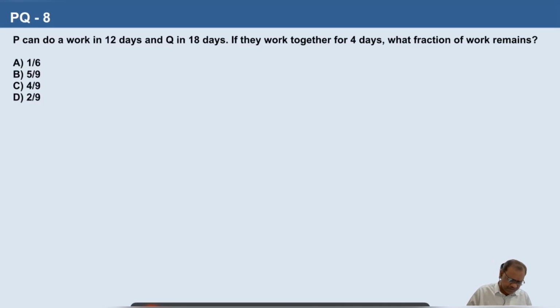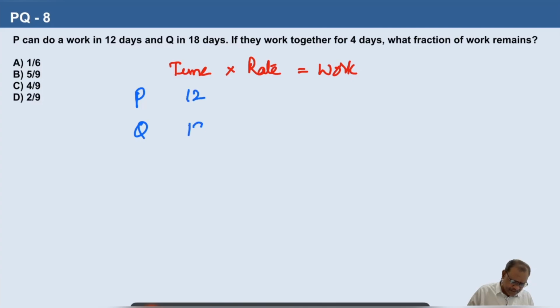So write down the same formula: time, rate and work. So we have here P and Q. P 12 days, Q 18 days, LCM is 36. In both cases, this is 3 times, this is 2 times.